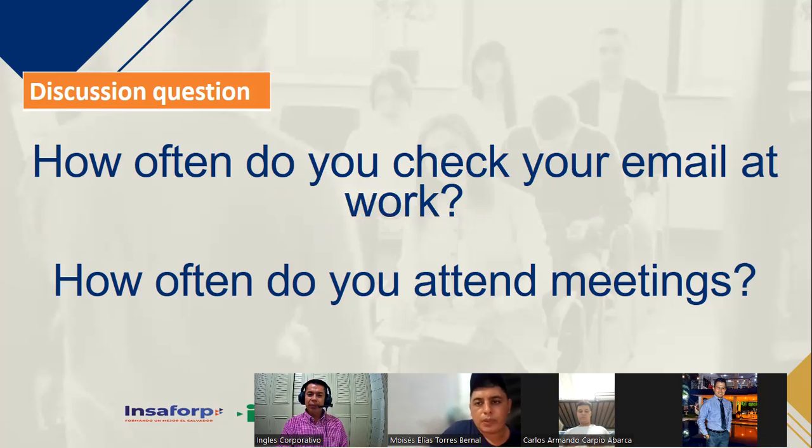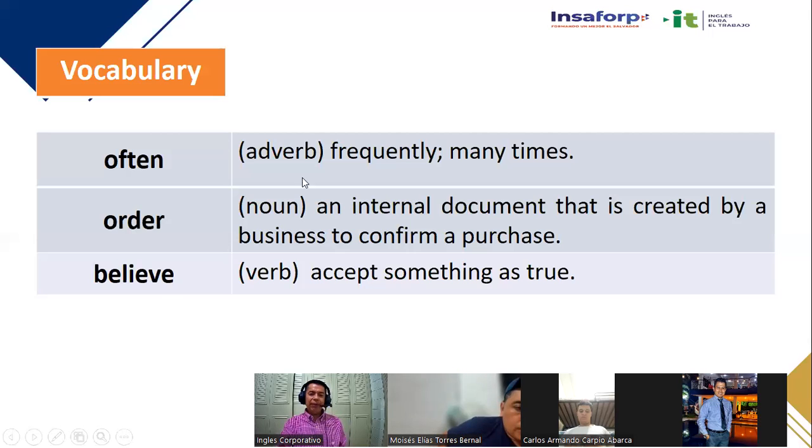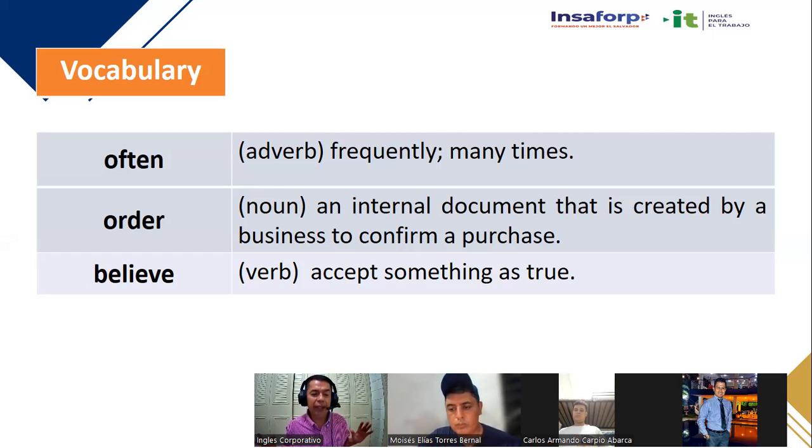Now, here we have the word often. Often means frequently, many times. For example, when I say, how often do you check your email? And you say, every day. So often means the times that you do an activity. For example, how often do you eat breakfast? Every day, you say, right? So often means the frequency when you do one activity, right? That is often.